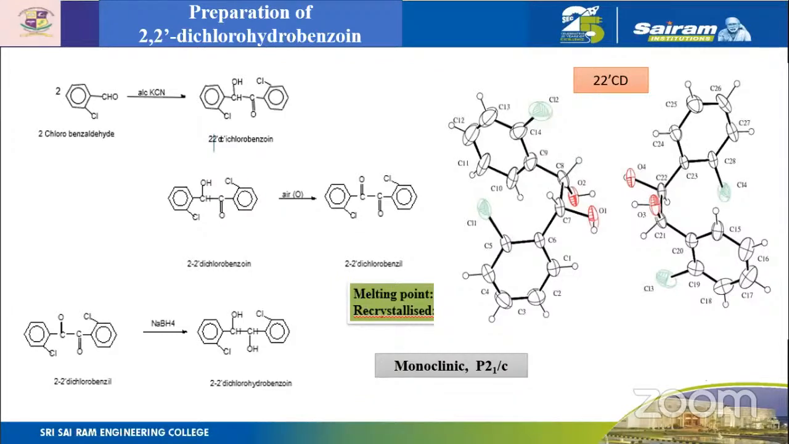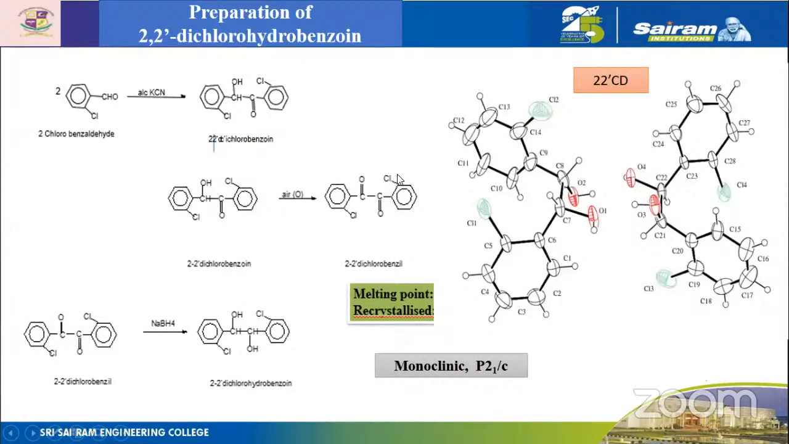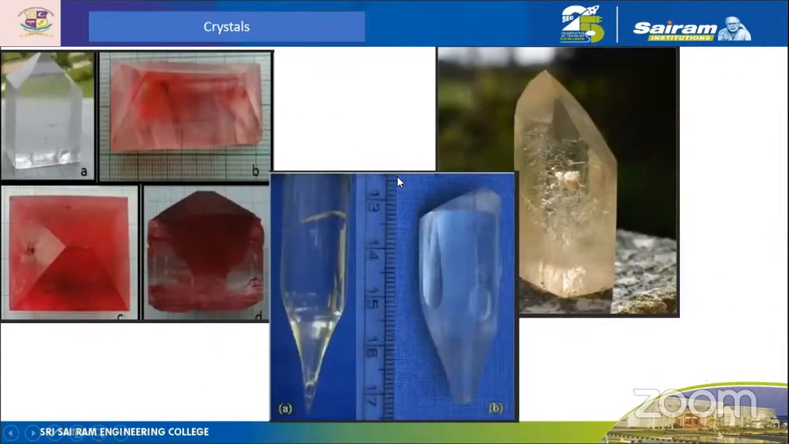So what I did after that, I went for the studies. These are the crystals. When I synthesized the compound, I went for crystallization. Why am I doing crystallization? I take this compound and start recrystallization. What is recrystallization? By adding a suitable solvent, the substance started crystallizing. So these are the crystals I got from my research.